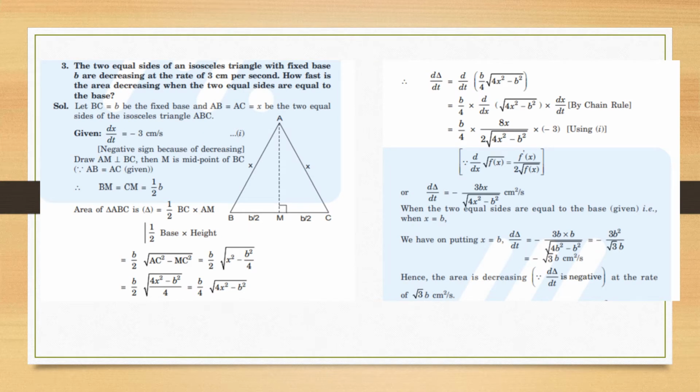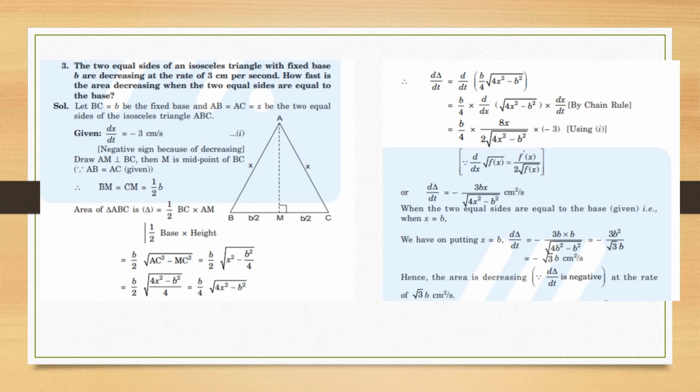Now this is a very important question. The two equal sides of an isosceles triangle with fixed base b are decreasing at the rate of 3 cm per second. Okay, the question of rate of change. How fast is the area decreasing when the two equal sides are equal to the base? So these are the two equal sides x and x, and this is the base.